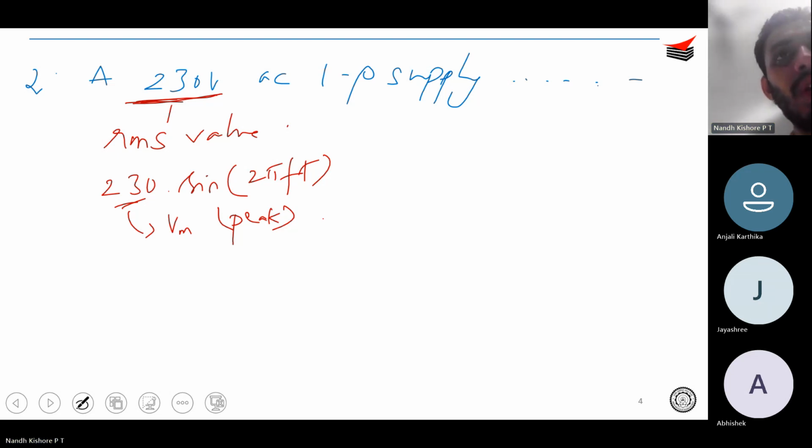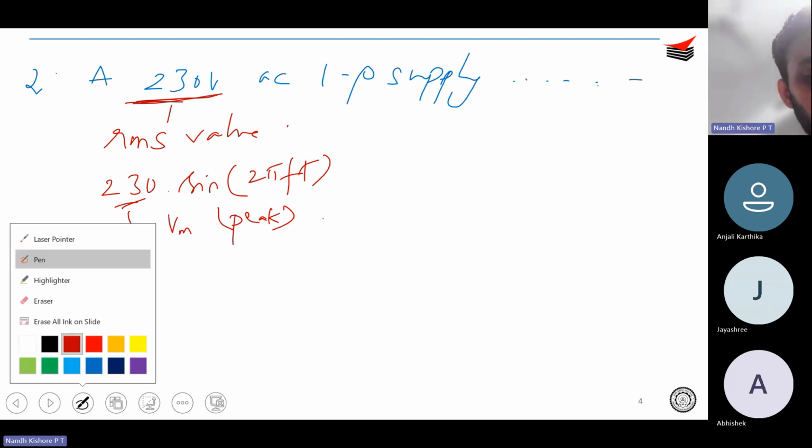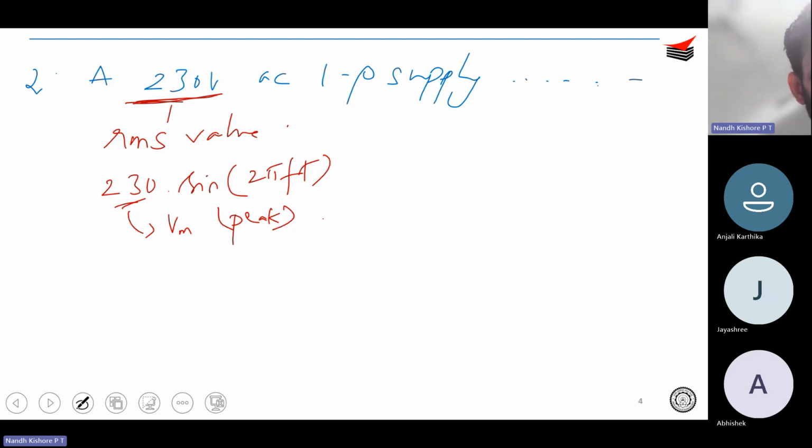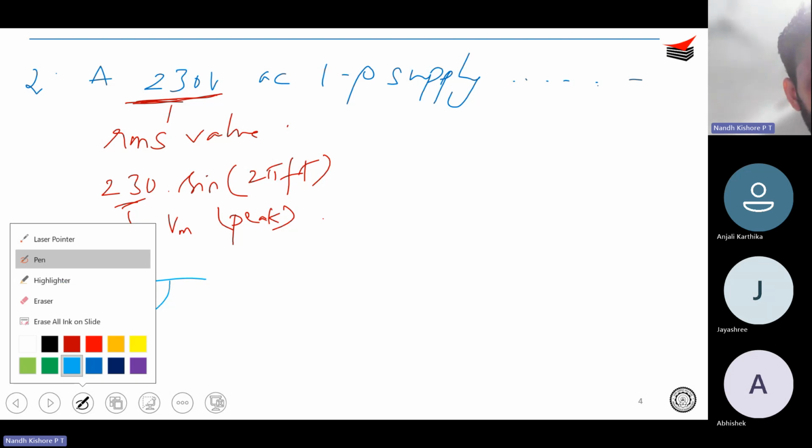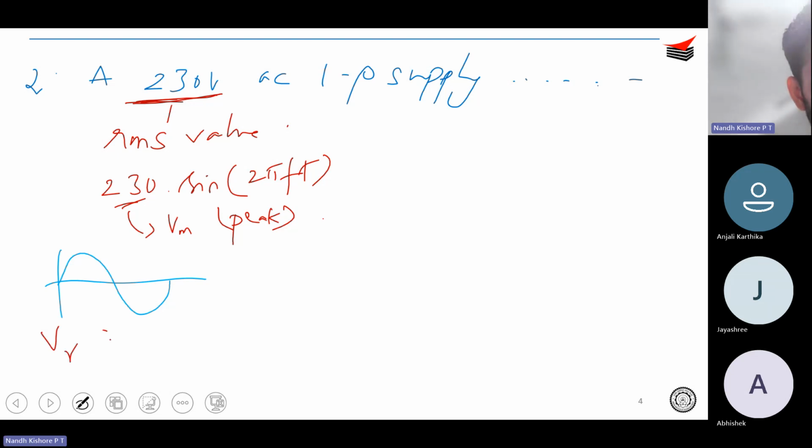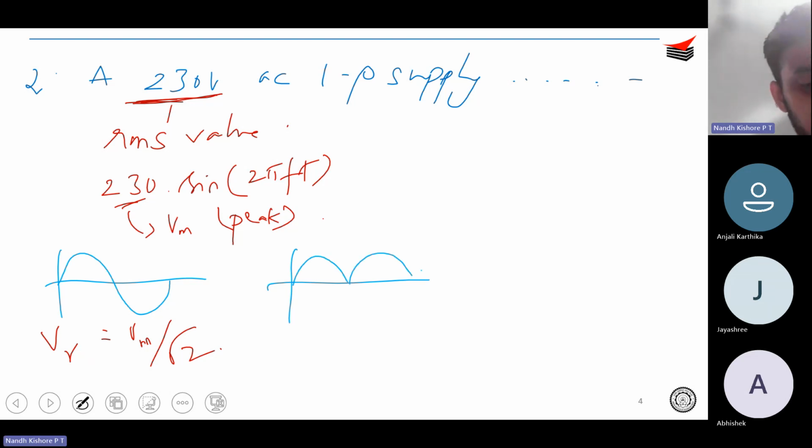Fine. So we will go into some waveforms that you saw so far. You know this, correct? So what is its RMS? Vrms is equal to Vm over root 2. This is something you know, correct? And let's say the waveform is something like this. What is the average value over here? V average is 0, obviously.